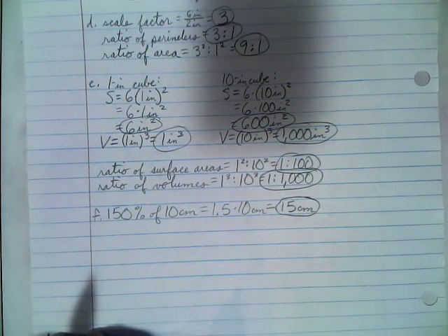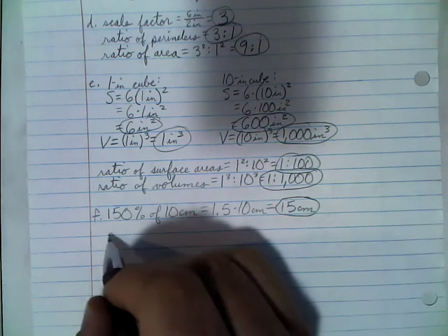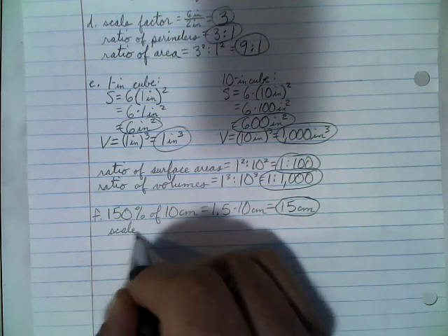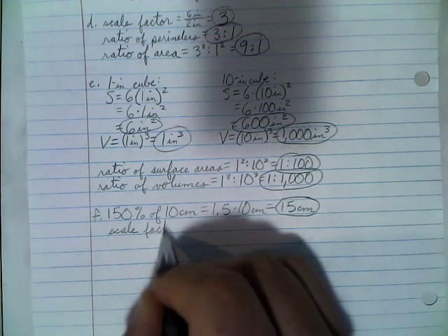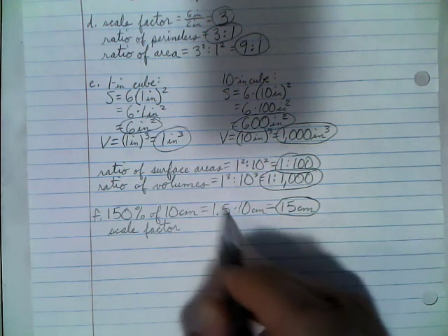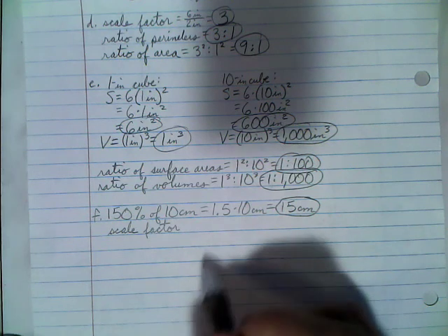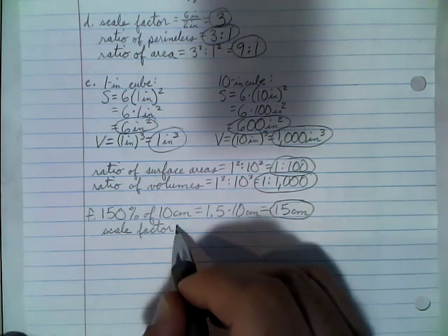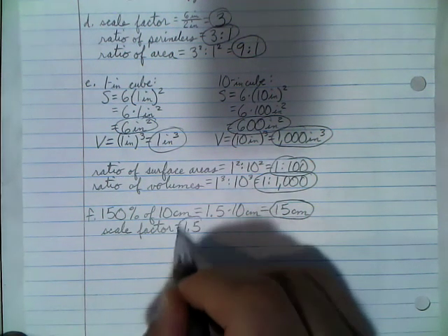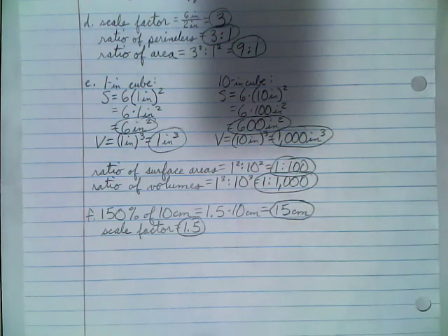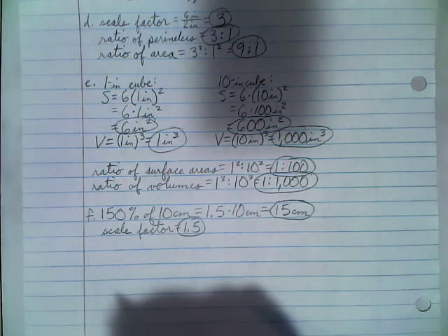So next up, what is the scale factor from the smaller to the larger square written as a decimal? Well, as a decimal, we just did it right here in our work actually. That's your scale factor. It's already decimal.